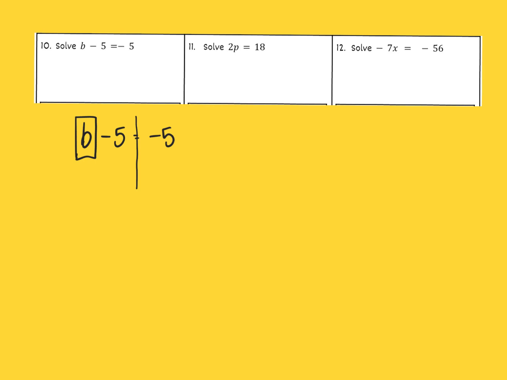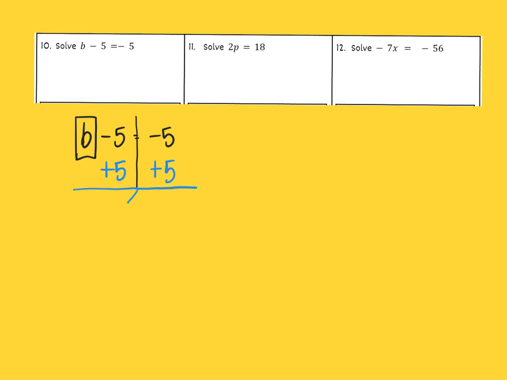Our first step is to isolate b by getting rid of the constant that's on the same side. We're going to use the opposite operation to do that. Since it's b minus 5, I'm going to add 5. The second step is to balance both sides. We have to add the same constant on the right side that we put on the left side.